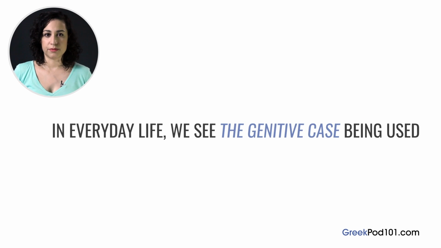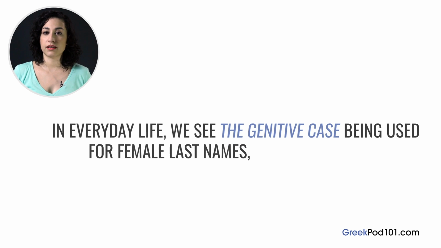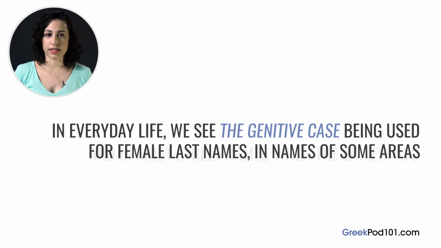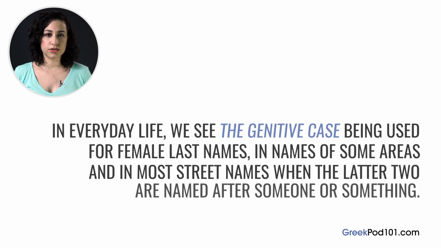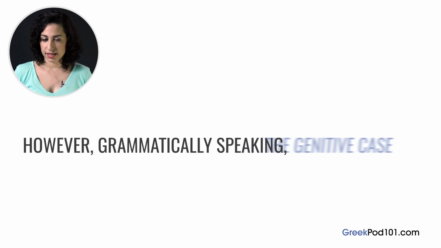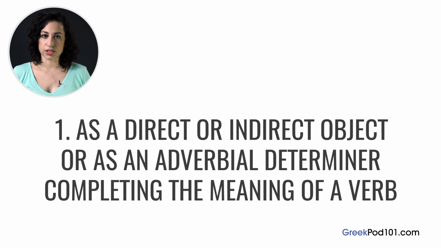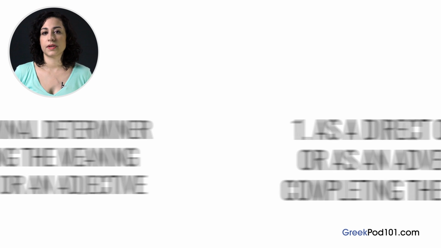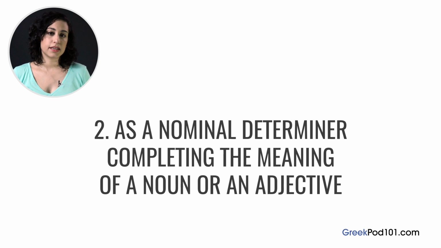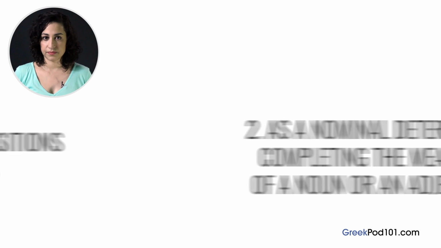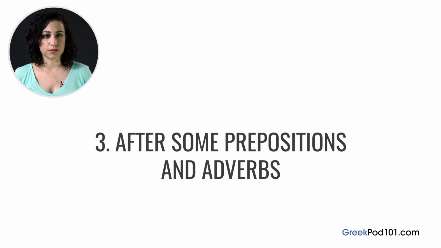In everyday life, we see the genitive case being used for female last names, in names of some areas, and in most street names when the latter two are named after someone or something. However, grammatically speaking, the genitive case in speech is used in many ways, some of which are as a direct or indirect object, or as an adverbial determiner completing the meaning of a verb, as a nominal determiner completing the meaning of a noun or an adjective, after some prepositions and adverbs. Let's go into more detail.